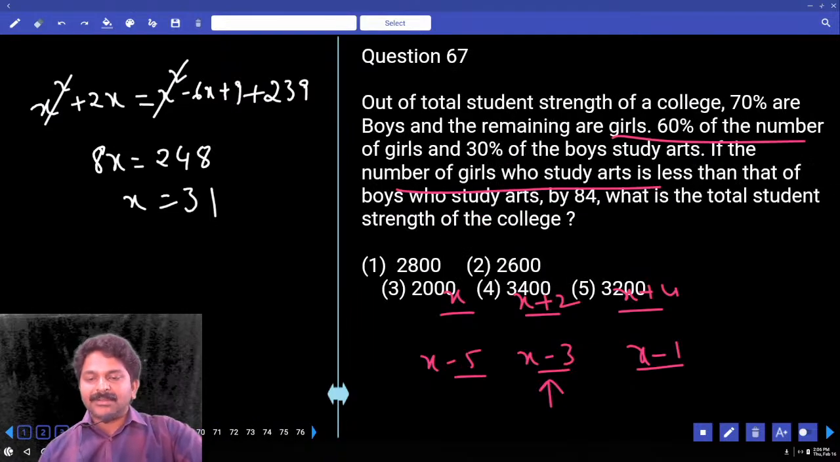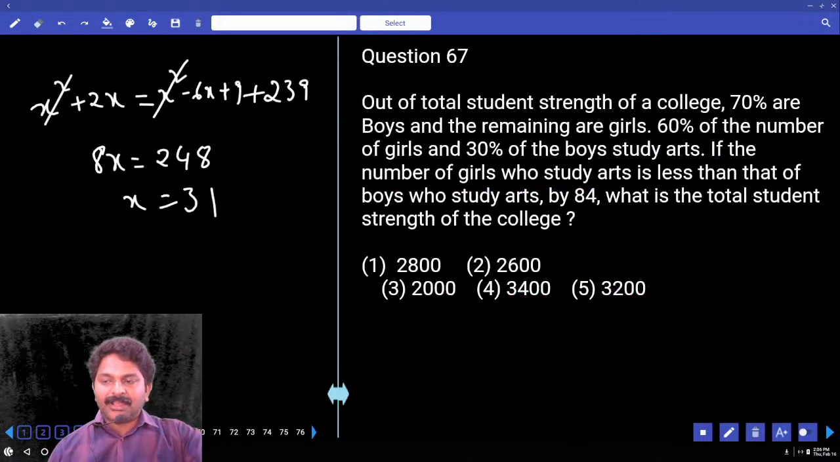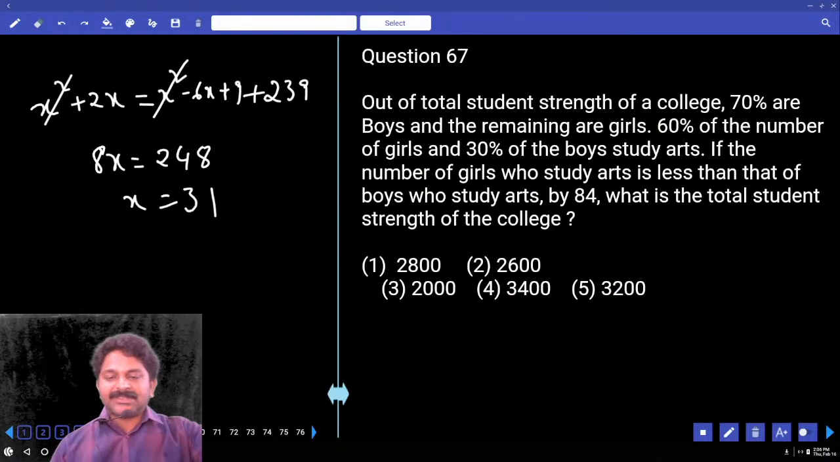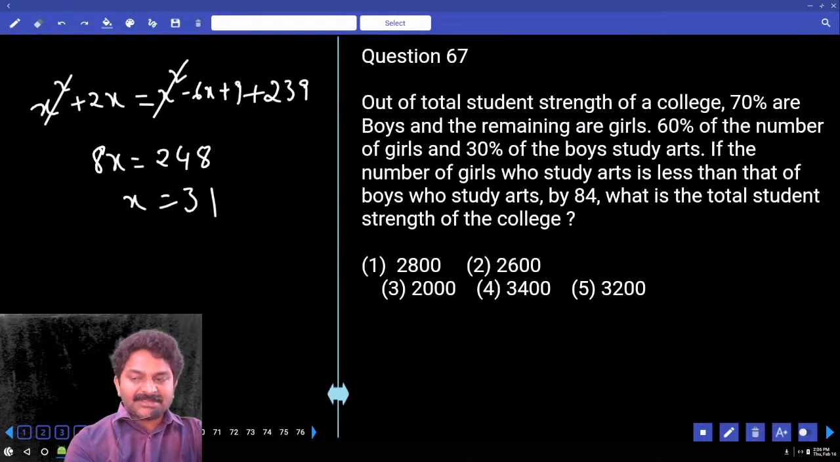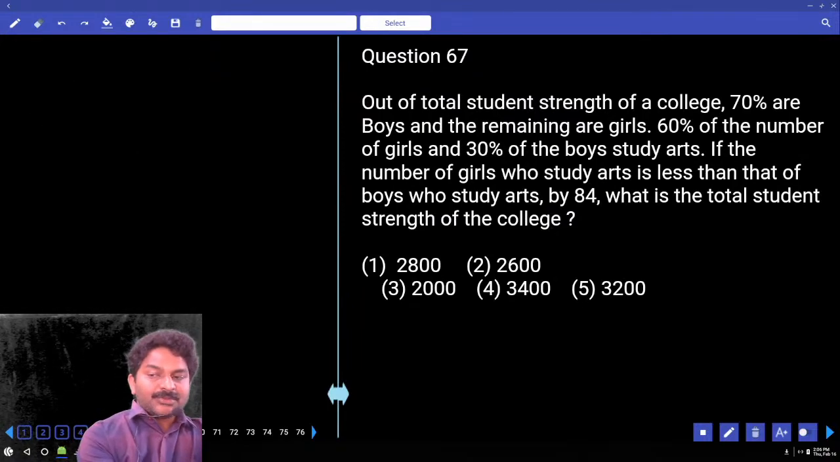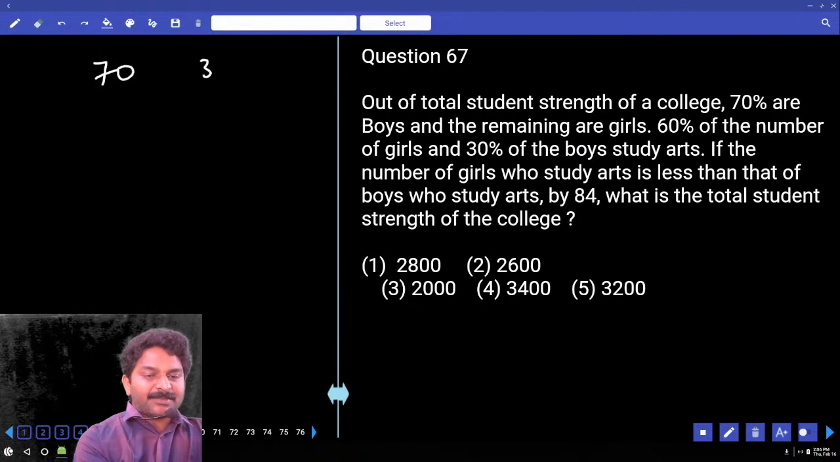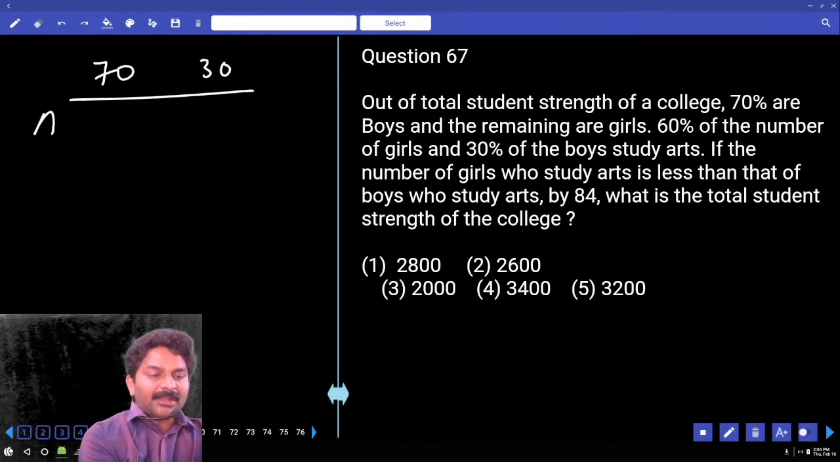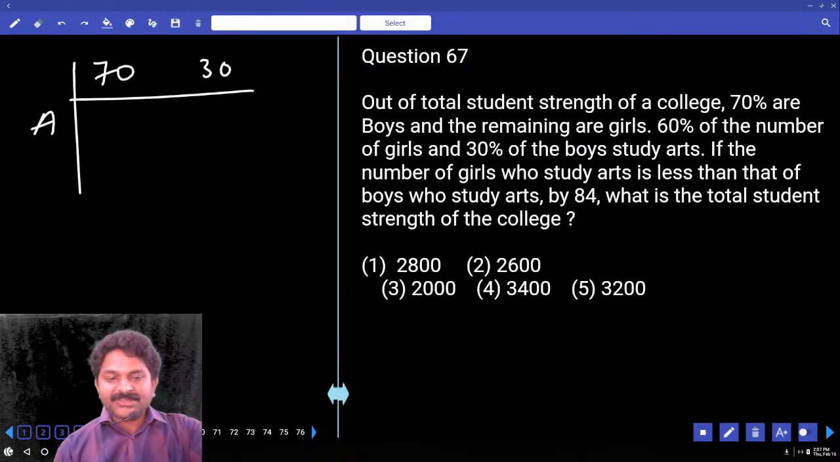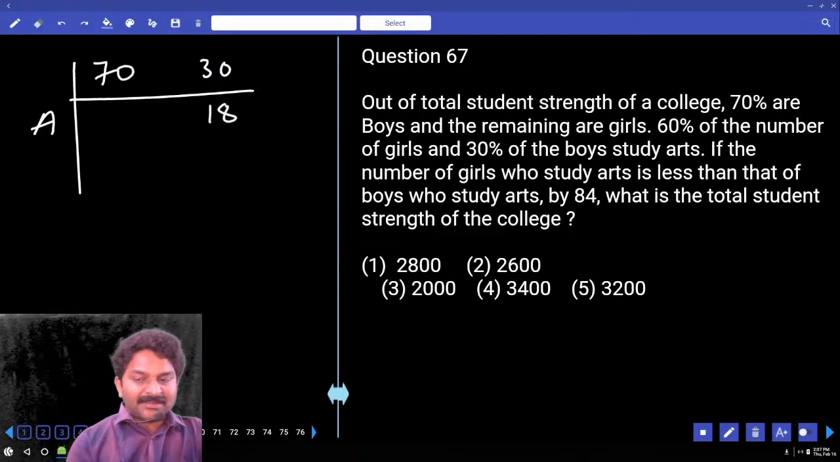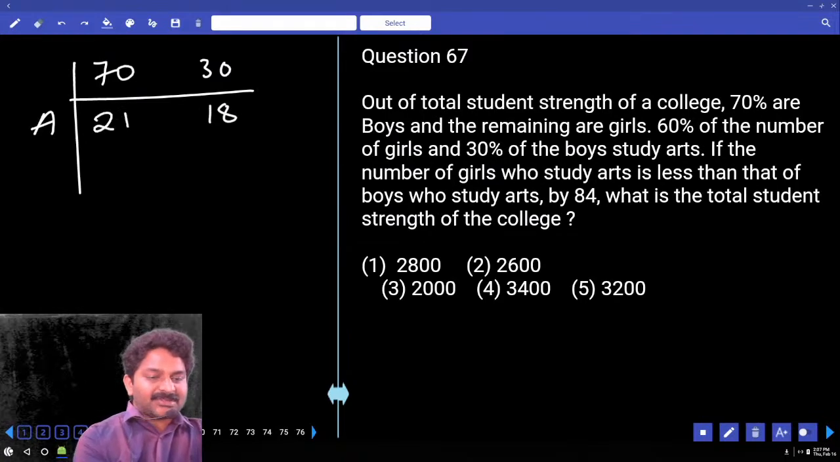Next, out of total students, strength of college, 70% are boys and the remaining girls. 60% of number of girls and 30% of boys study arts group. So boys are 70%, girls becomes 30. Now they are talking about arts. 60% of girls, which is 18. 30% of boys, that is 21.